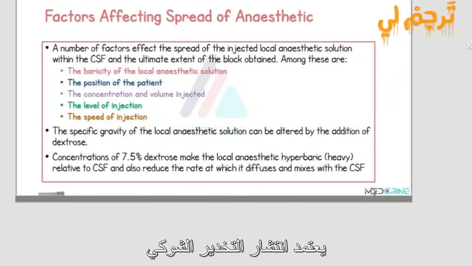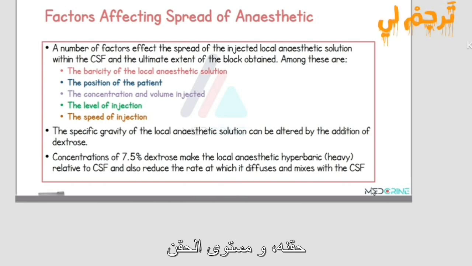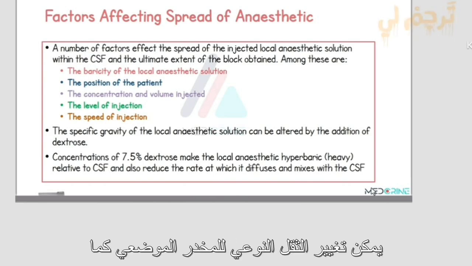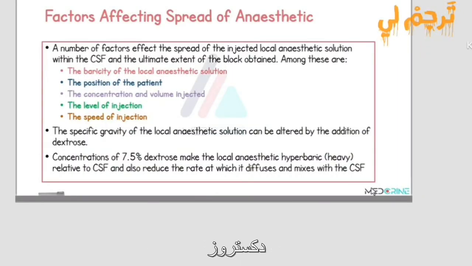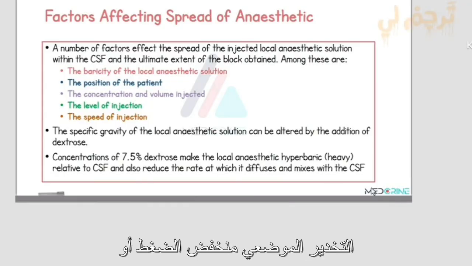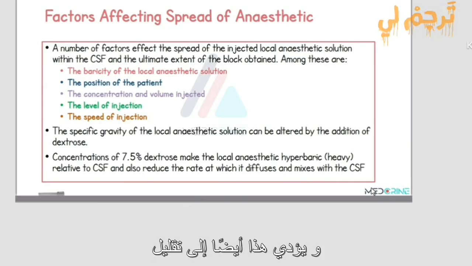The spread of spinal anesthesia depends on several factors, that is baricity, the position of the patient, the concentration and volume that is injected, the level of injection, and the speed of injection. The specific gravity of a local anesthetic can be altered, as said before, through the addition of dextrose. A concentration of 7.5% dextrose makes a local anesthetic hyperbaric in nature, or what we call heavy, as compared to the cerebrospinal fluid. This also reduces the rate at which it diffuses and mixes with the cerebrospinal fluid.